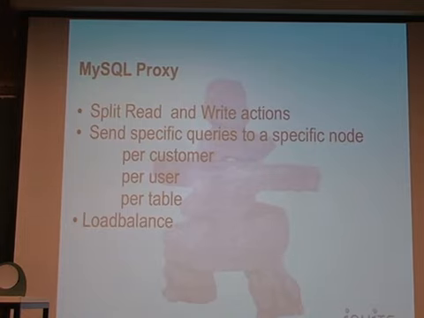So you could split read and write actions. You can send specific queries to a specific node, user 58 to your table 58. And you can also use it to load balance. So when you were asking, do you want LVS, do you want Linux HA, you might want to choose MySQL proxy rather than LVS, but I still need to figure out how to make MySQL proxy highly available, how to get connections to MySQL proxy available. But still there I can use Linux HA. So it's going to be a mixture of both.